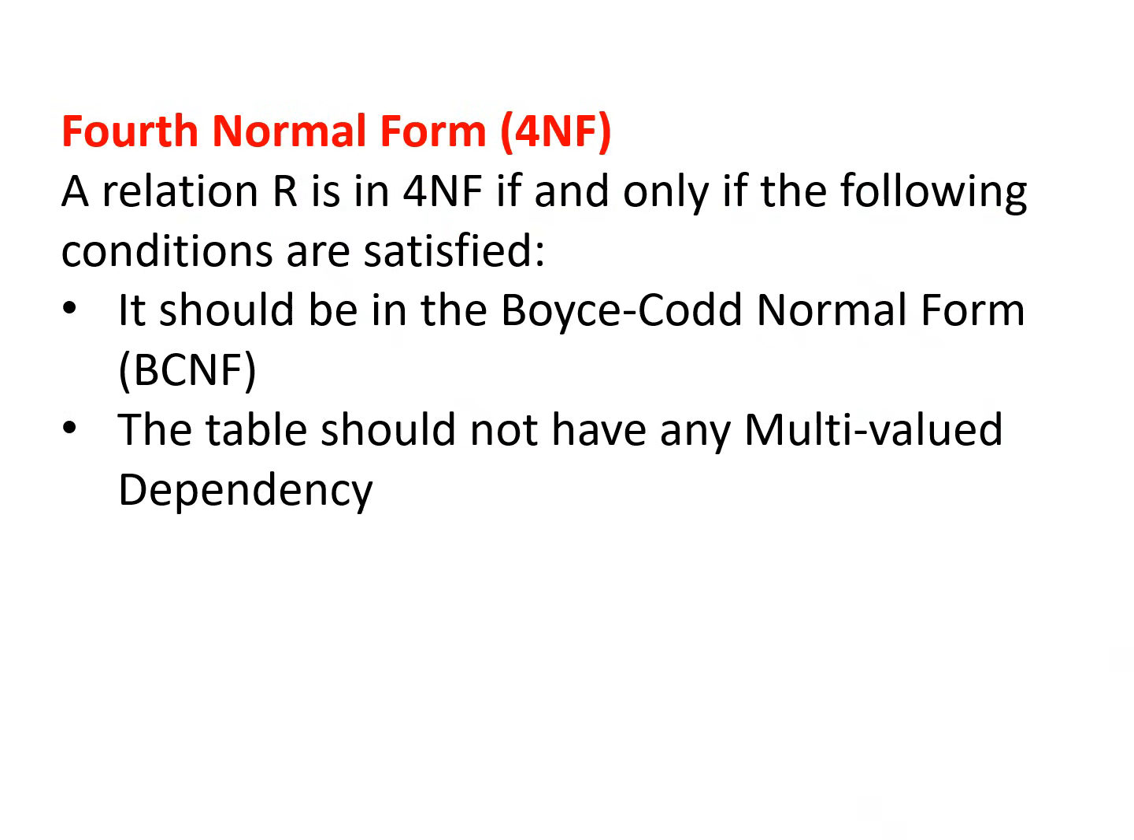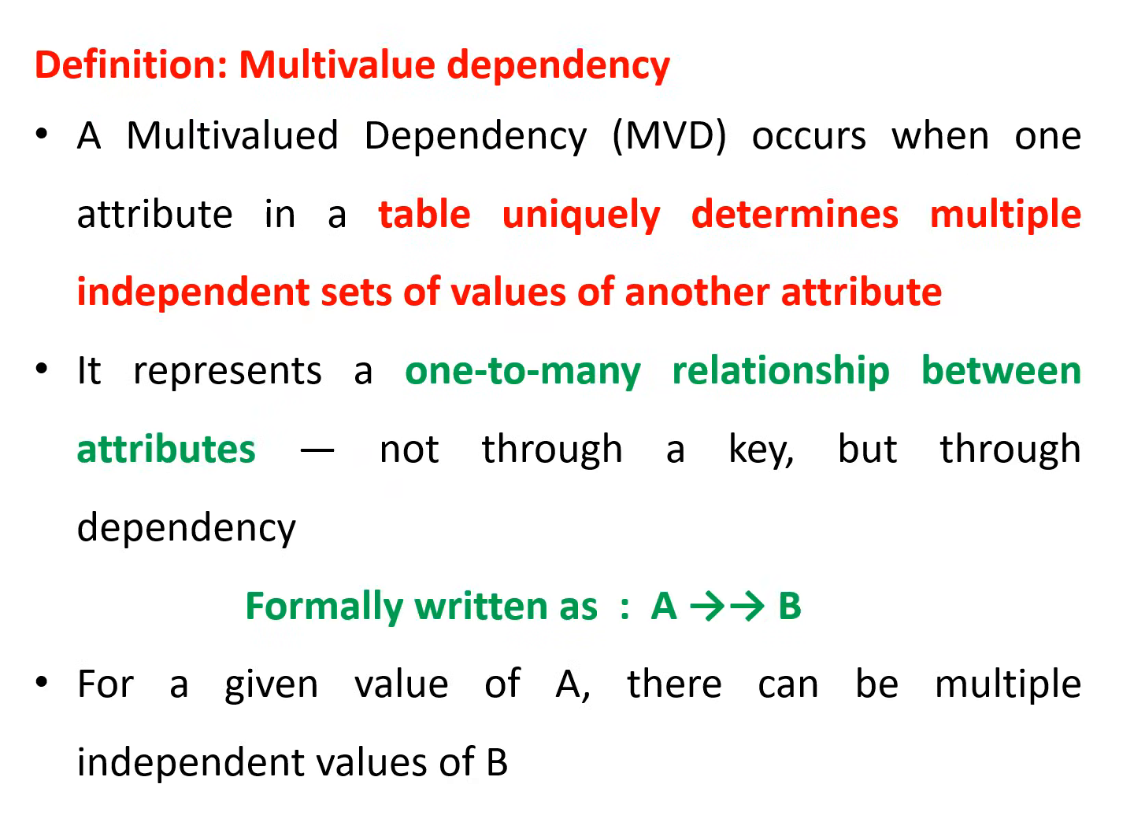Next one, fourth normal form, multi-value dependency. We already know that it should be in Boyce-Codd normal form. The table should not have multi-value dependency. So in fourth normal form, we have to keep in mind that we should not have any multi-value dependency. What is this? It occurs when one attribute in a table uniquely determines multiple independent sets of values of another attribute, so that it may represent a one-to-many relationship between attributes, not through a key, but through a dependency. So we can formally write it as A multi-determines B.